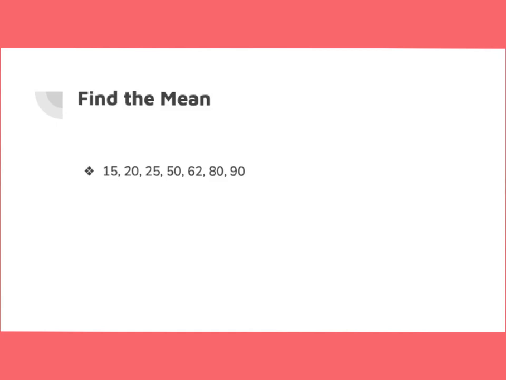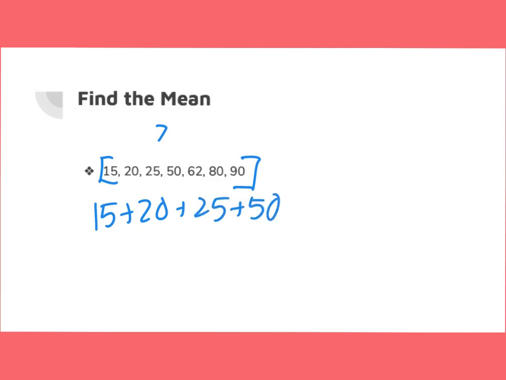So let's look at an example problem. I have a set of numbers here. I'm going to count. I have 1, 2, 3, 4, 5, 6, 7. I like to write how many numbers there are above or below, somewhere off to the side where I'm not going to mix it up, just so I know what I'm dividing by. So my first step is going to be to add all these numbers up. If you're not able to use a calculator, this could take a little bit of time depending on the numbers. So if I do this, I get a total of 342.